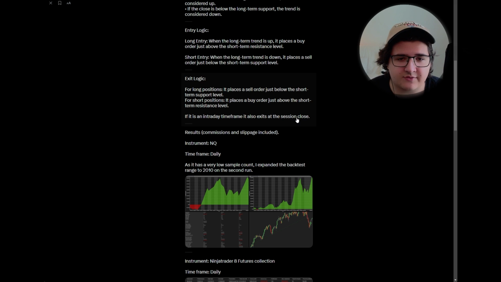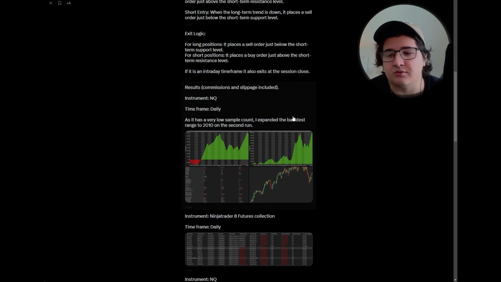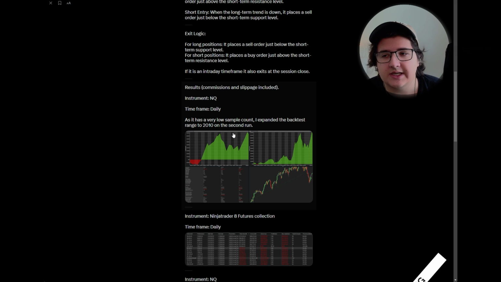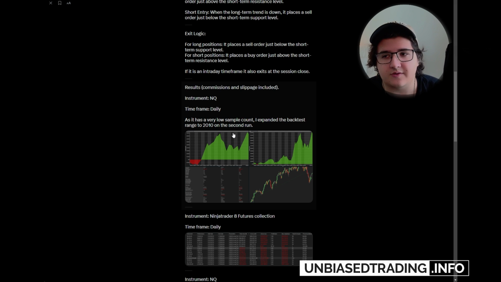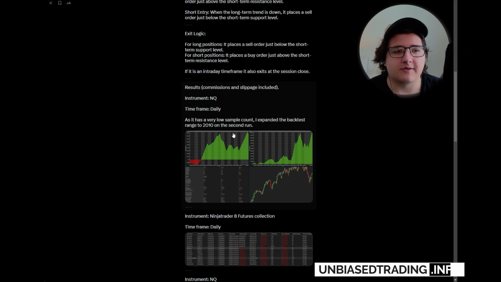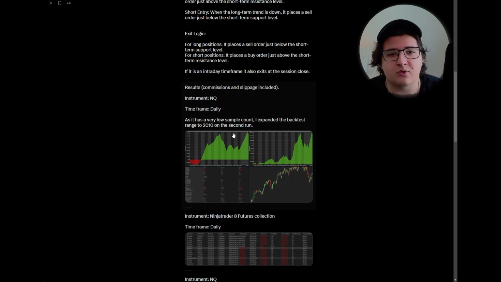If it's an intraday time frame, it'll also exit at session's close. That's just how I configured it in NinjaTrader, but you could let it swing if you wanted to for your own performance. For results, commissions and slippage are included. The slippage does vary based on the futures instrument. Sometimes I've given it about 1 to 2 ticks, sometimes 3 to 4 if it's a way more volatile and less liquid futures instrument.